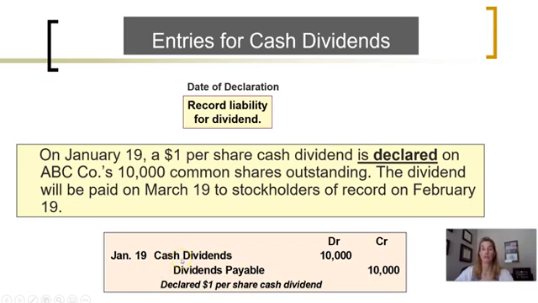By debiting cash dividends, it is increasing the balance in the cash dividend account. That increasing debit balance will offset the credit balance in retained earnings. Thus, by debiting cash dividends, increasing that account balance, we are decreasing retained earnings. Eventually, at the end of the accounting period in the closing process, that cash dividends account will be closed into retained earnings.